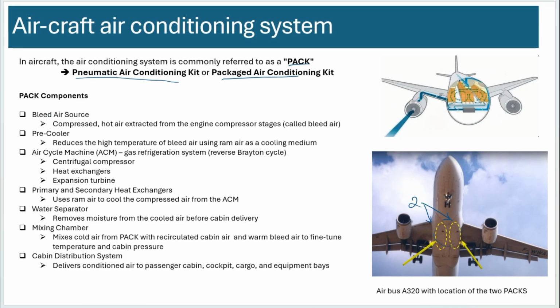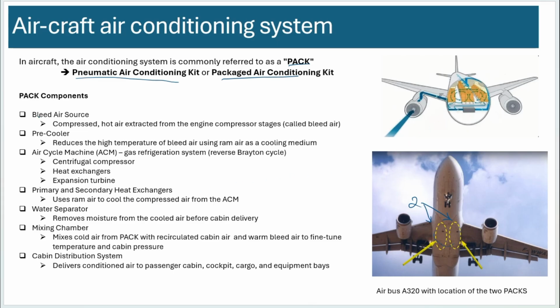But one thing to note here is the primary air that the PAC units compress comes from the engines. So there's bleed air from the engines that goes to the PAC units, and the PAC units cool that air and exhaust it into the cabin at the right temperature and pressures. Okay, and some of that air goes back into the PAC unit, and the rest of it is thrown back into the atmosphere.